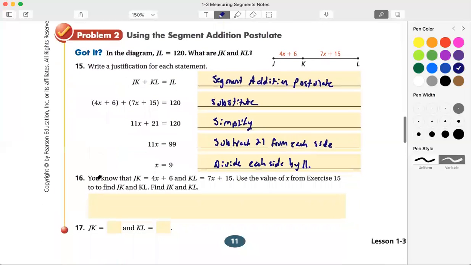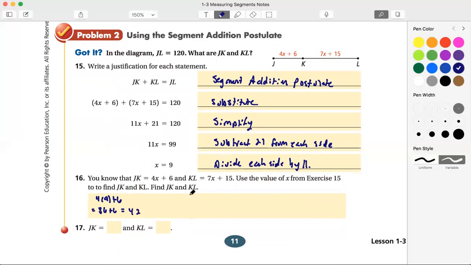So let's do a similar problem here. 16, if I know that JK was 4x plus 6 and KL was 7x plus 15, use the value of x from exercise 15 to find both of those lengths. So let's find JK first. I'm going to substitute in 9. So we have 4 times 9 plus 6, which equals 36 plus 6, which equals 42.